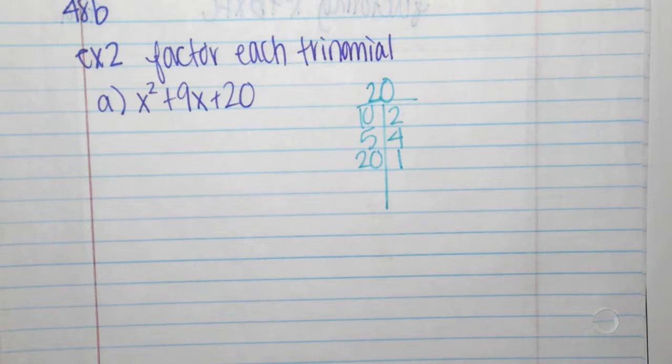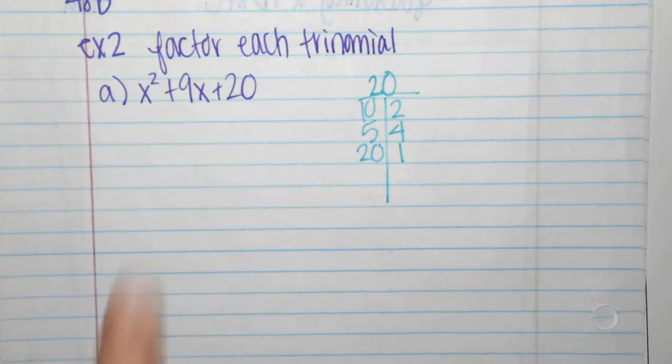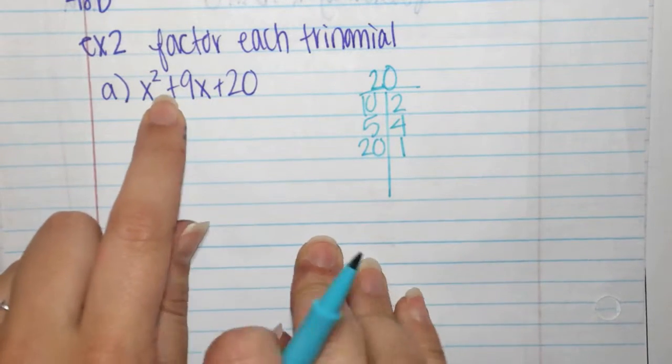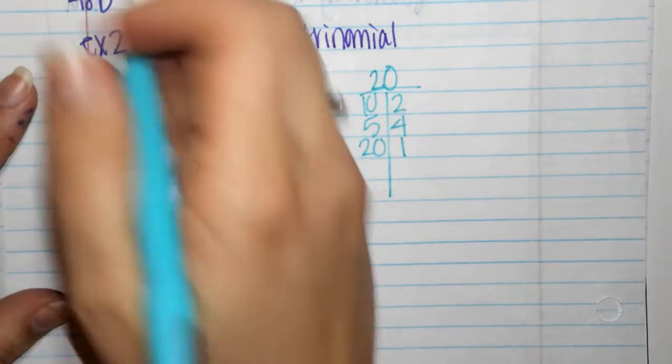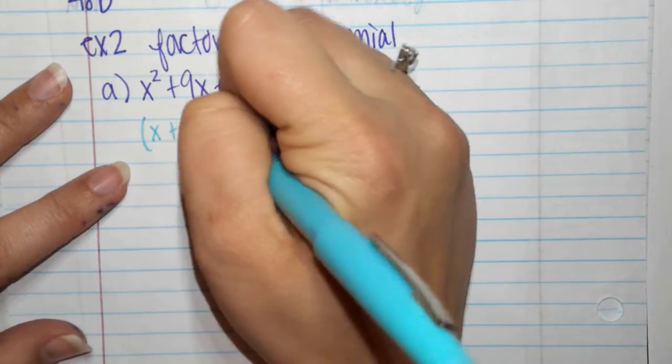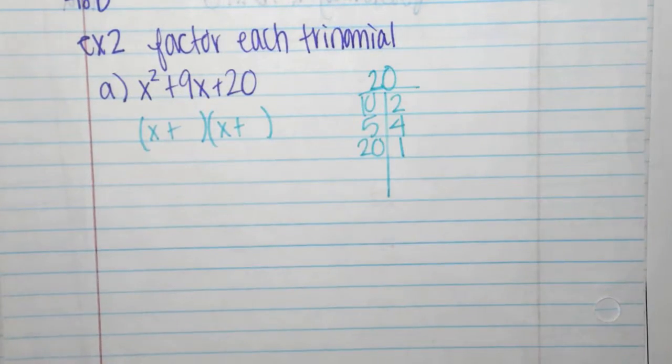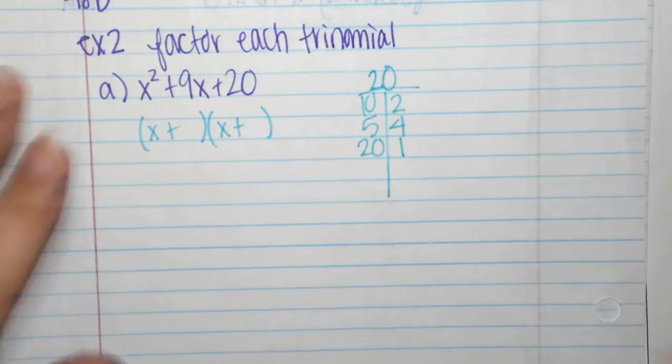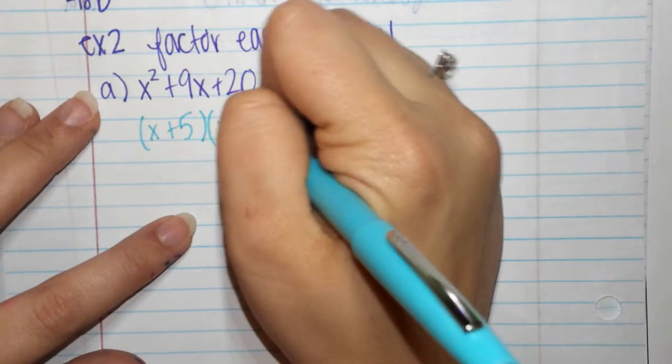Now we first need to look at C, and we did that. It's a positive. So both of our signs are going to be what B is. B is positive. So let's go ahead and write our parentheses. Why do you guys know that it's 5 and 4? Hallelujah! It's like you've learned something.